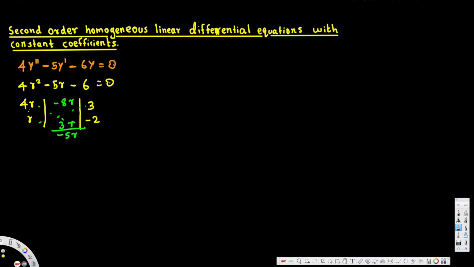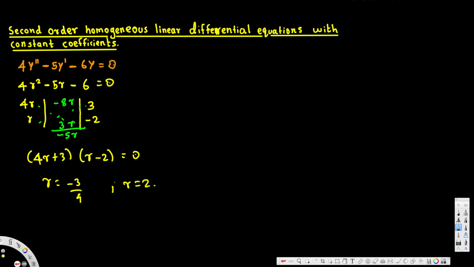In this one, we are going to write 4r plus 3, and r minus 2. Those are the two factors. That's equal to 0. From this, we can solve for r. If we solve for r, it is going to be r equals -3/4, and the next one is r is equal to 2.